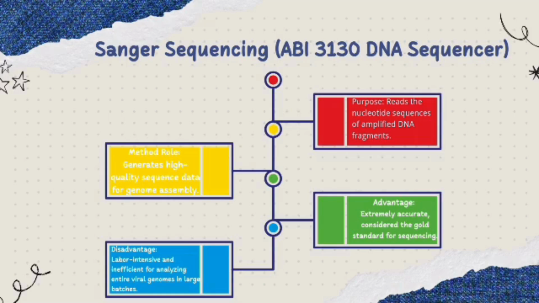The key advantage of Sanger sequencing is its exceptional accuracy. It's still considered the gold standard for short DNA sequencing. On the downside, it is labor-intensive and not ideal for sequencing entire genomes in bulk due to its low throughput.